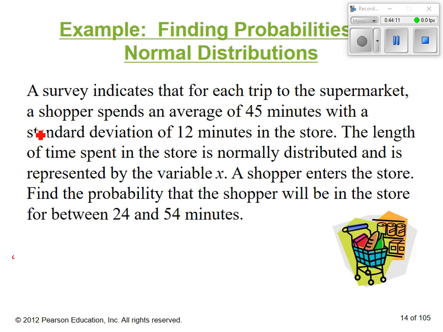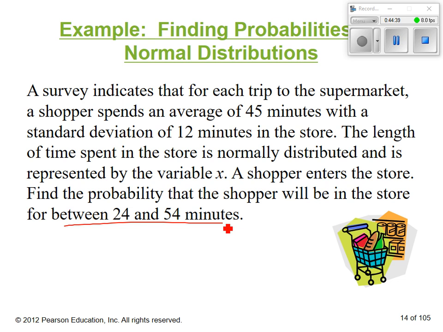A survey indicates that for each trip to a supermarket, a shopper spends an average of 45 minutes with a standard deviation of 12 minutes in the store. The length of time spent in the store is normally distributed and is represented by the variable X. The shopper enters the store. Find the probability that the shopper will be in the store between 24 and 54 minutes.